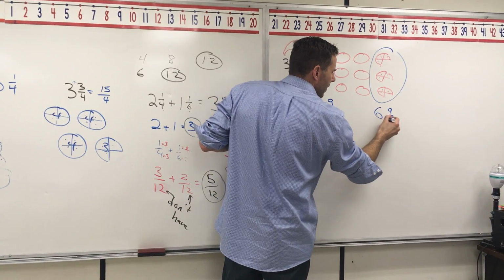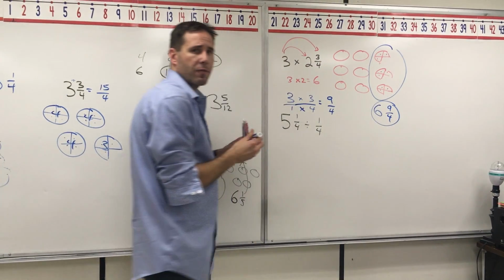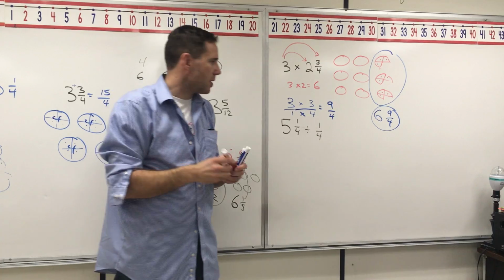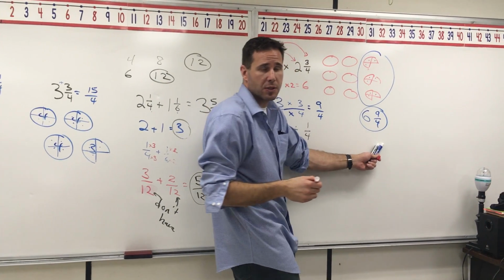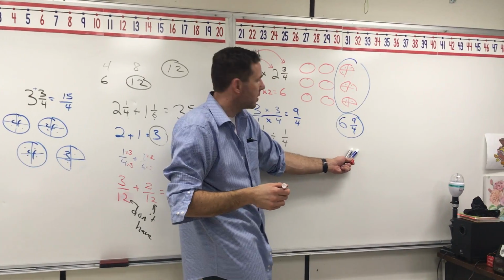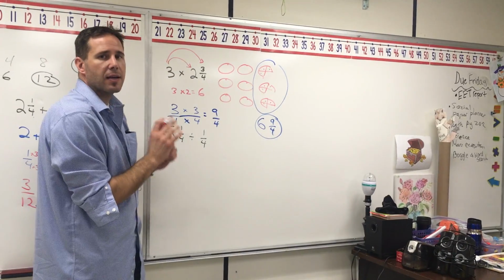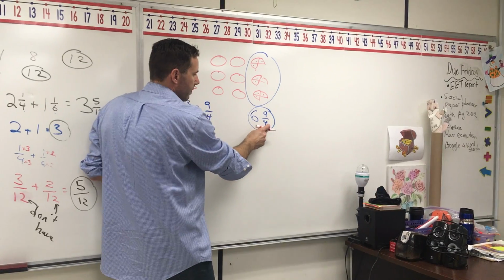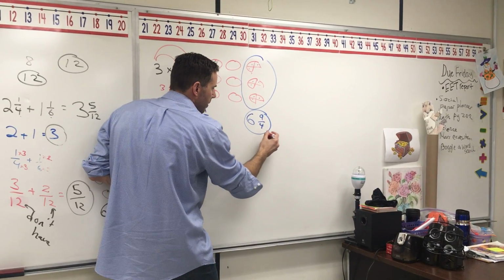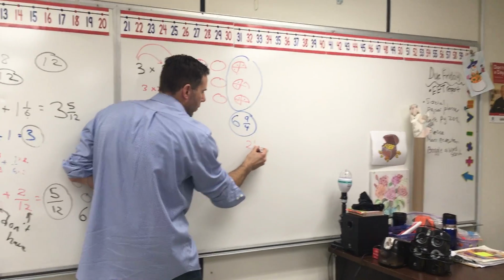This is not your final answer though. We already learned from before, this is not good enough. This is not what we expect. We need something a little stronger than this. This will only get you a half mark on a test. You need to think to yourself, can I make any whole pizzas out of that? Yes, you can. This 9/4 is the same as 2 1/4.